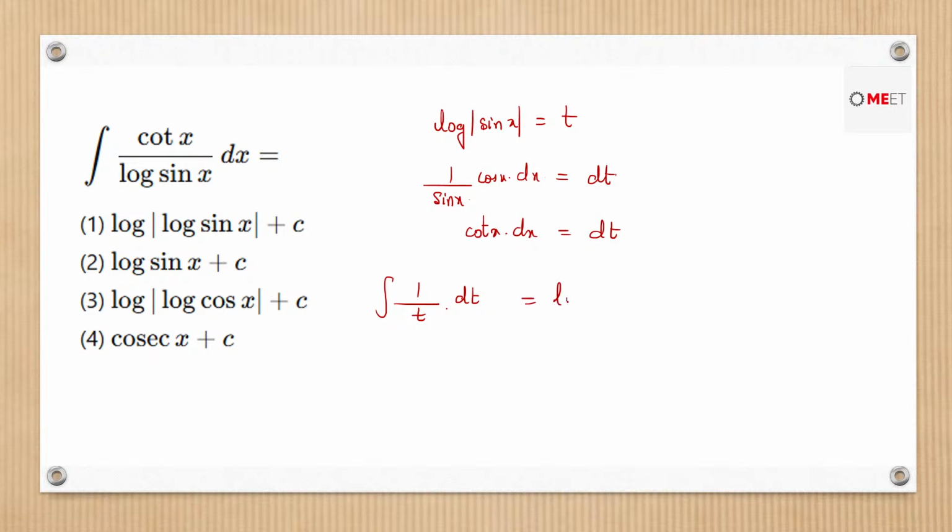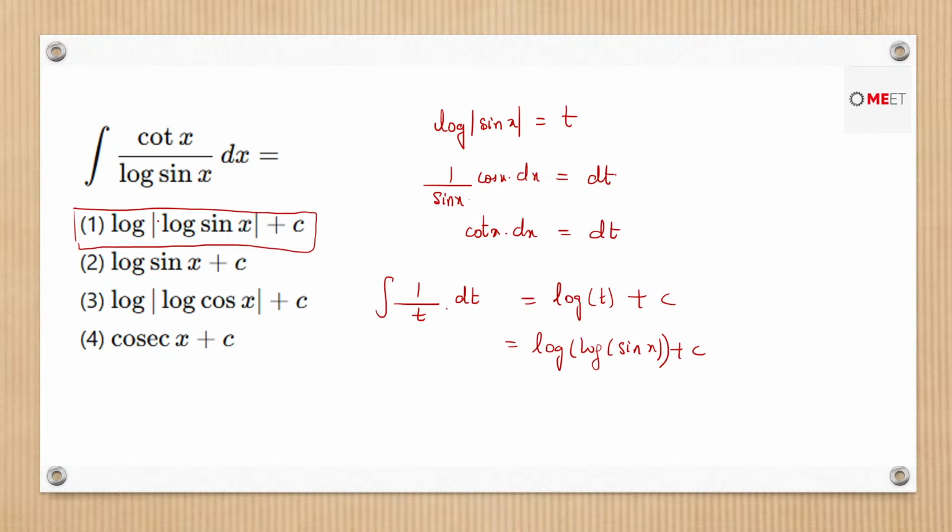So this will be equal to log t plus c. So t is equal to log of sine x. Log of log sine x plus c, that is option 1 is the answer. That is log of log sine x. This has to be provided in the modulus because the negative value is indeterminate in case of logarithm. So for this question, option 1 is the answer.